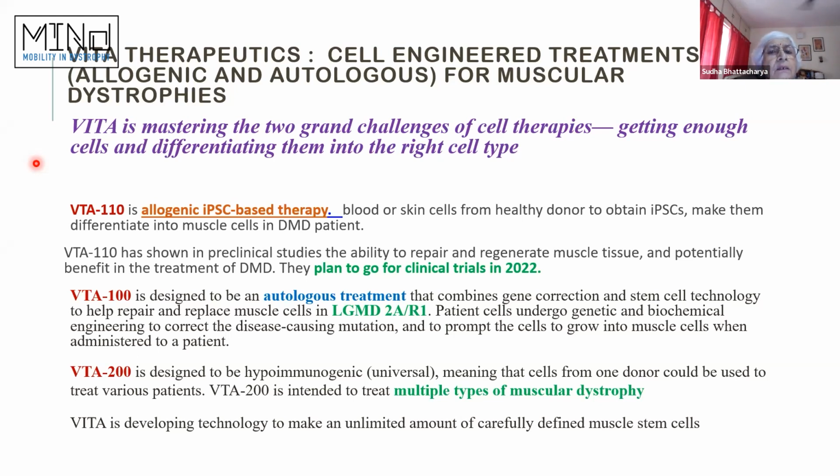And as I told you, the challenge with stem cell therapy is that the efficiency of differentiating into muscle is low. So Vita is really trying to get enough cells so that they can differentiate into muscle cells. And there are various products: VTA110 is an allogenic therapy, iPSC based. Then VTA100 is an autologous treatment for LGMD. And VTA200 is a universal stem cell. That means here the cell has been modified so that it will not be immunogenic. So they are coming up with various kinds of these cells, and we have to wait and see what kind of therapies will be best for us.